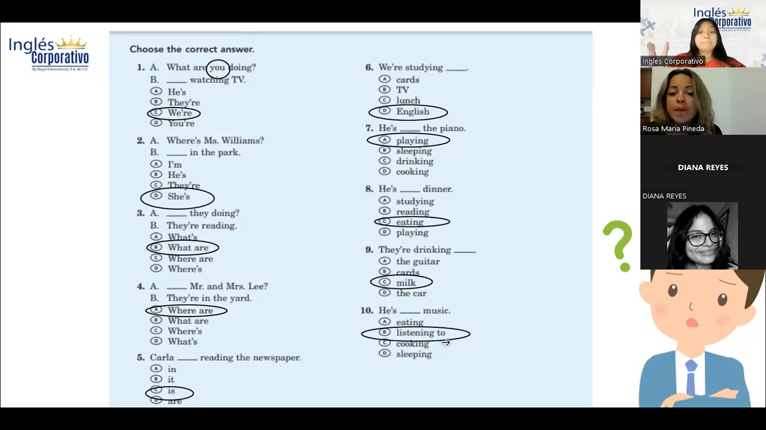Muy bien. Y no solo es para música, ¿verdad? Me imagino que es para escuchar el teléfono, conversaciones. Siempre es listening to. Exactly. Sí. Gracias. He is listening to the conversation. He is listening to the radio. He is listening to my mom. Siempre. Very good.